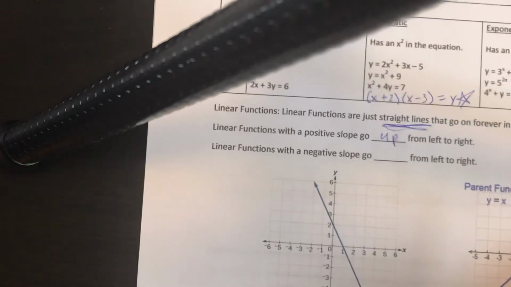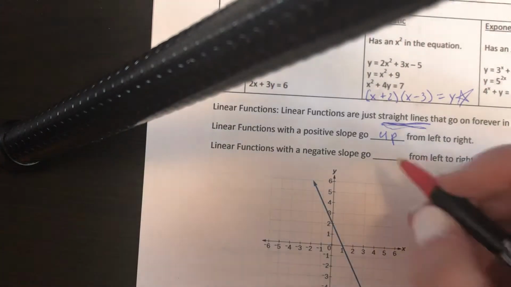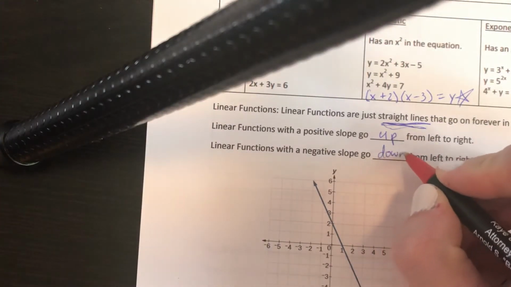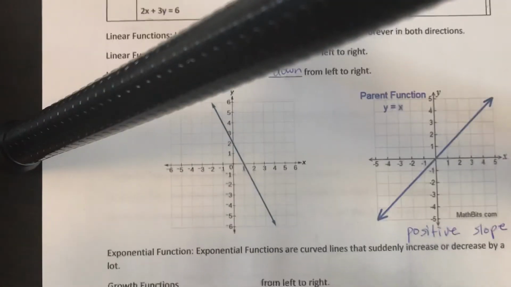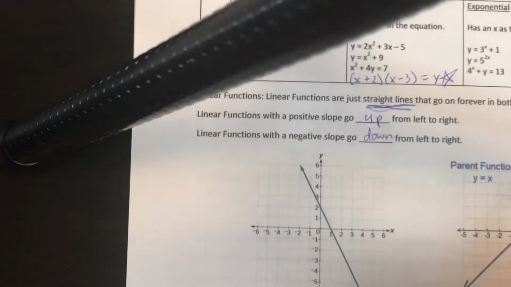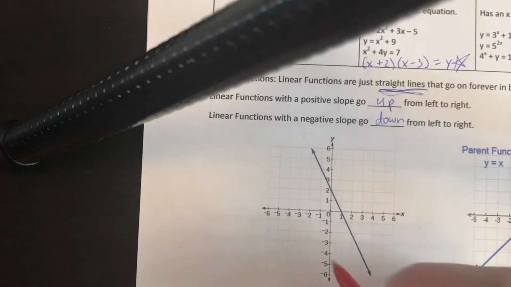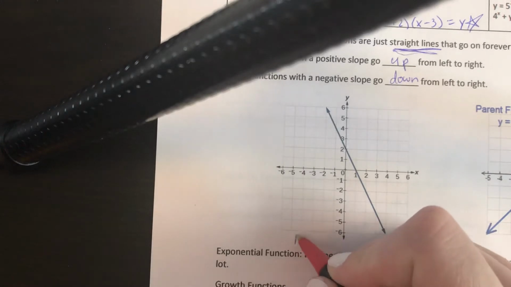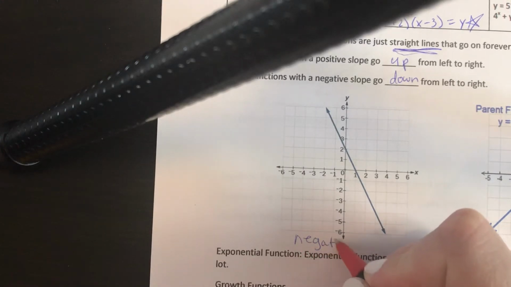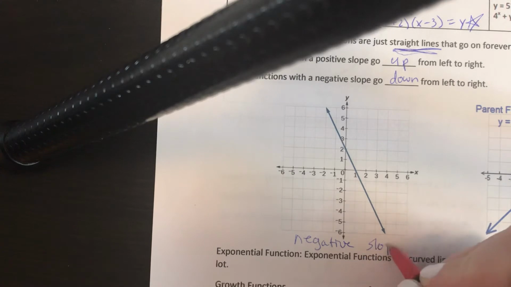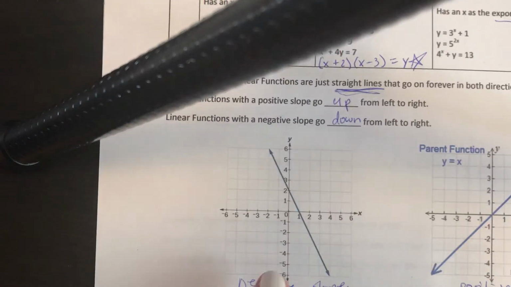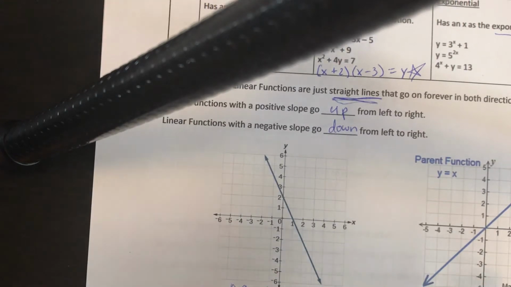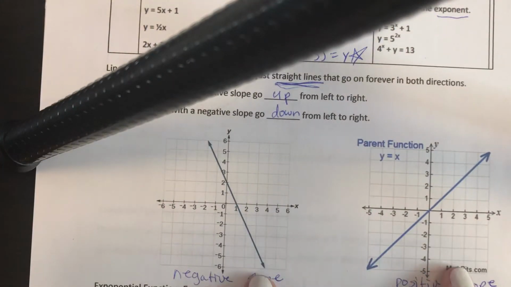Then linear functions with a negative slope go down from left to right. I had to add my E over here. Down from left to right. So this has a negative slope. All right, so that's linear functions. These are the two types we're going to look at, one with negative slope, one with positive slope. So just remember that these are what linear functions look like. They look like lines.